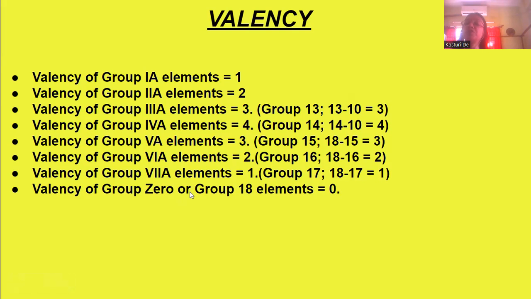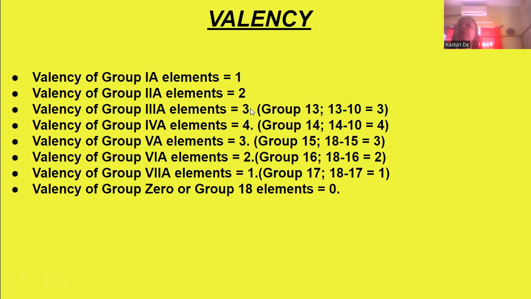There is also group 0, which is group number 18, which has no valency because it forms an octet. Its total valence shell is complete. That's why it has no valency, and that's why it does not react with other elements. That is why those elements are known as inert gases, noble gases or inert gases.